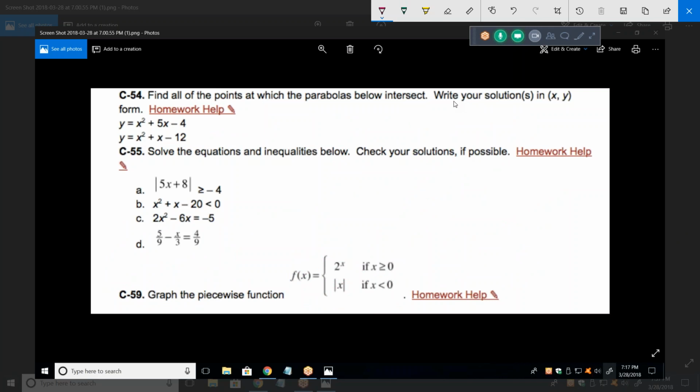All right, how about number D? What's the first thing we're going to do on D? You could multiply it all by 3. What's a better number? Remember what your goal is on equations: get rid of denominators, get rid of parentheses. How do I get rid of all three denominators in one step? Multiply by 9.